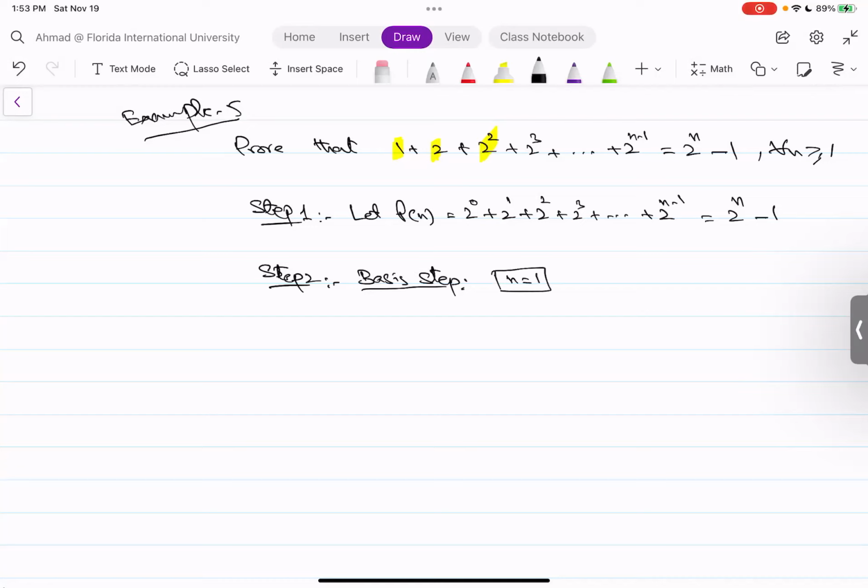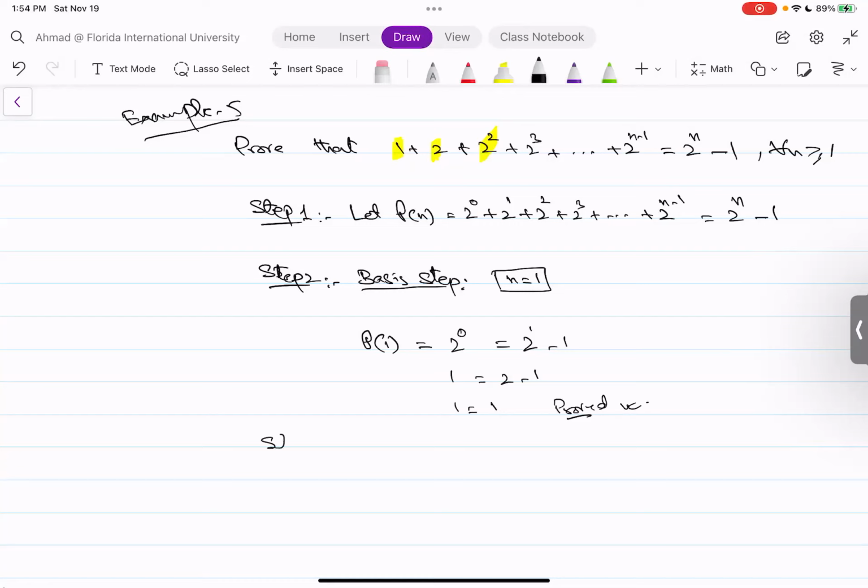So P of 1 is going to be the first term, which is 2 power 0, equal to the right hand side. I will substitute n is equal to 1. That is going to be 2 power 1 minus 1. So 2 power 0 is 1, and 2 power 1 is 2, minus 1, which is going to be 1. 1 equals 1, so my basis step is correct. I have proved that my basis step is correct.